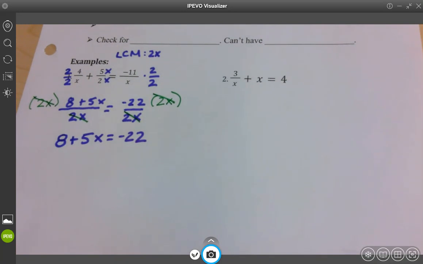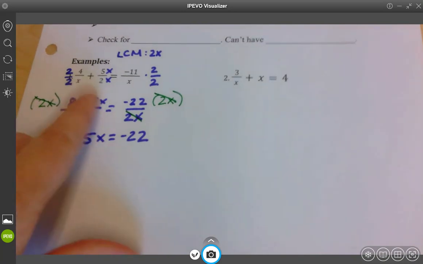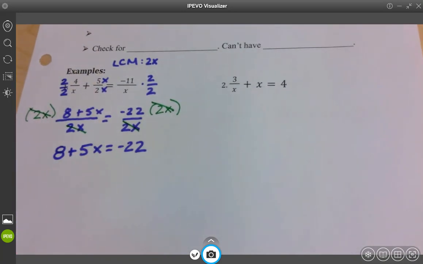Yes. What does LCM mean? It's least common multiple. So the least common multiple of 2 and x is 2x. It's basically what we use for our common denominator.